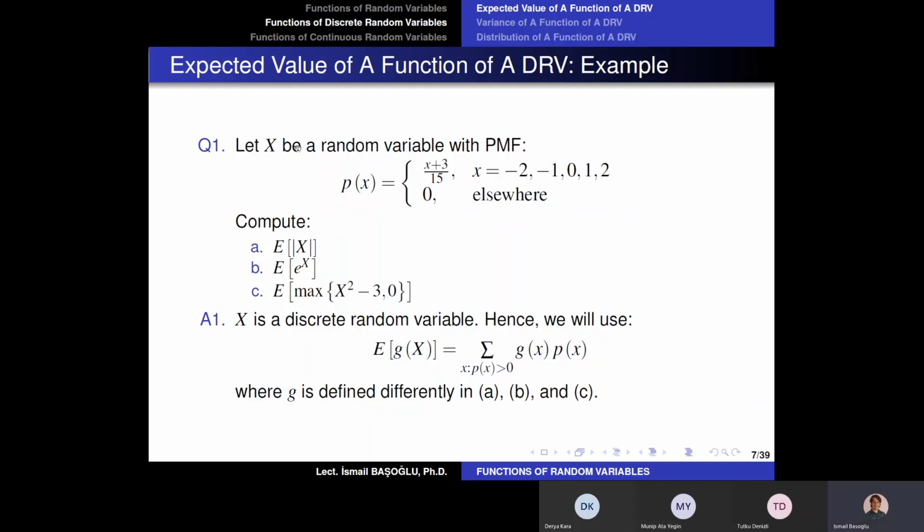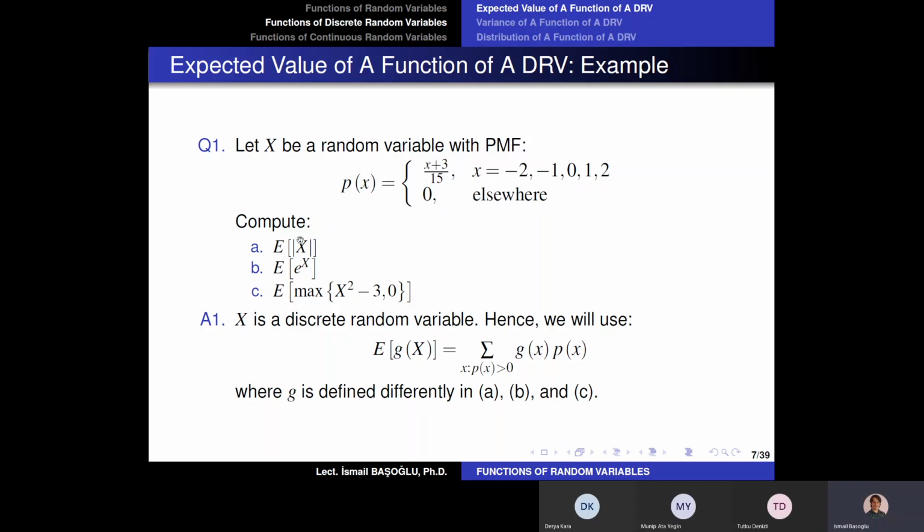So let's just say x is a random variable with probability mass function defined like this. According to this probability mass function, this random variable, capital X, can only take one of these 5 values, -2, -1, 0, 1, and 2. And elsewhere, it has 0 probability mass. And we can calculate the probability mass values by plugging in these values into this function. So for example, the probability of x to take on the value -2 is (-2 plus 3) over 15, which is 1 over 15. So just like that, we can calculate the probabilities of all respective values according to this probability mass function.